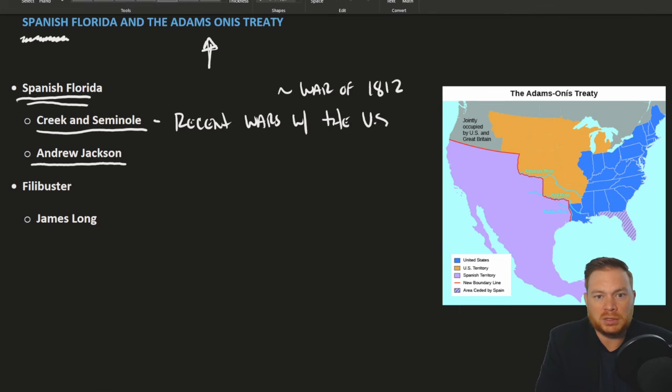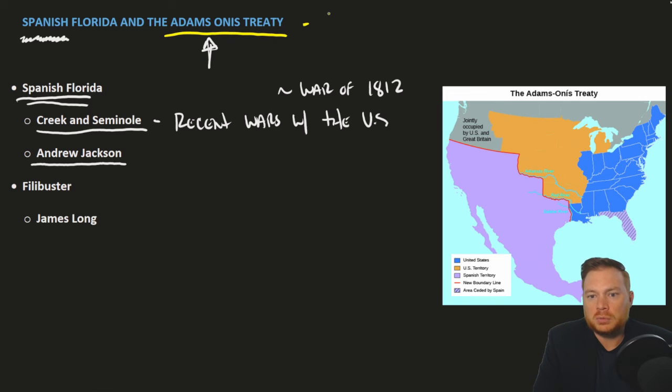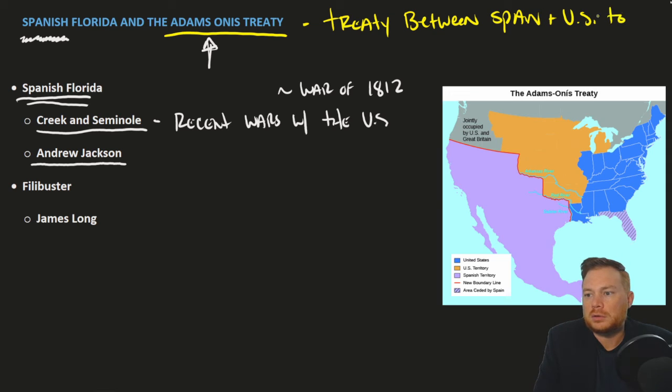So we'll go ahead and maybe highlight this point here. The Adams-Onis Treaty, we're going to say, a treaty between Spain and the U.S. to give Florida, which had been for a very long time Spanish territory, to the U.S. So officially with the Adams-Onis Treaty, 1816, I believe is the year, Florida was given to the U.S.